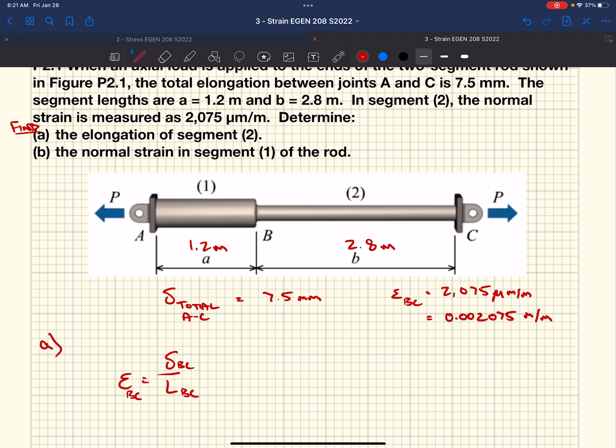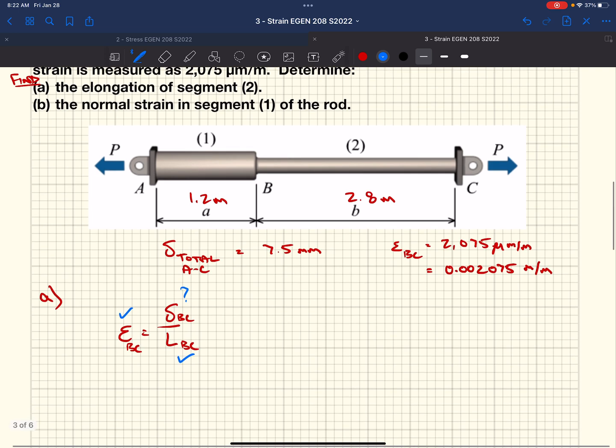Well, we were given epsilon B to C, so we have the strain between B and C. Let's see what we know. We're also given the length between B and C, 2.8 meters. So we have that. And they are asking us for the elongation of segment 2. Well, that would be delta BC. That's the only thing in the equation we don't have. So we can just plug and chug this whole thing out. Delta BC equals the strain from B to C, which we decided was 0.002075 meters per meter, or millimeters per millimeter, or inches per inch. It's all the same. We're going to multiply this by the length from B to C, 2.8 meters.